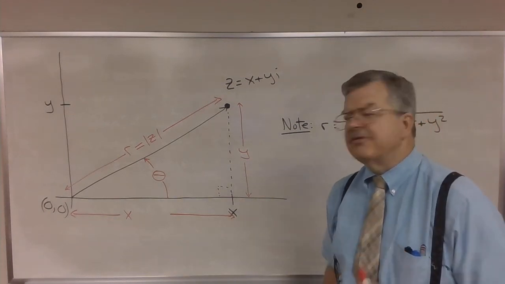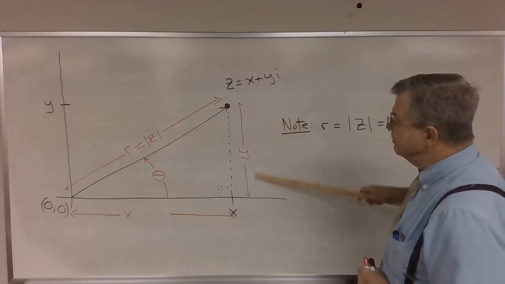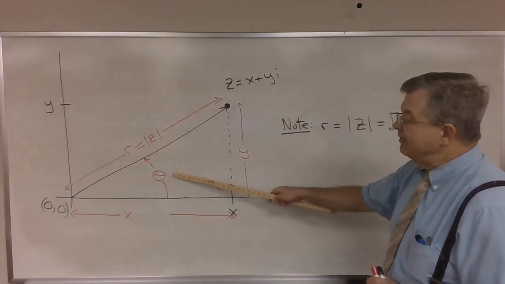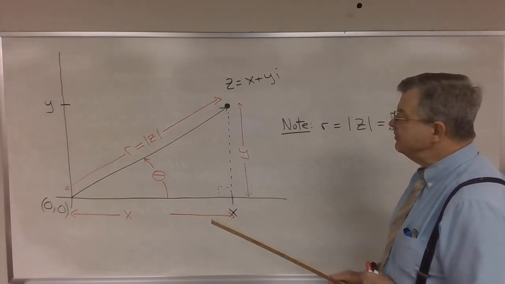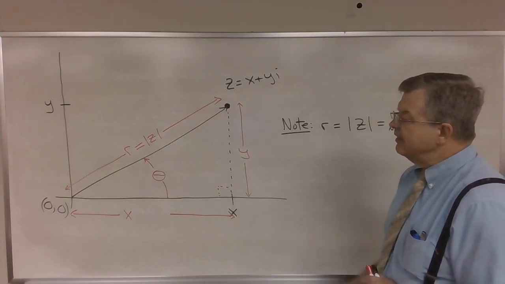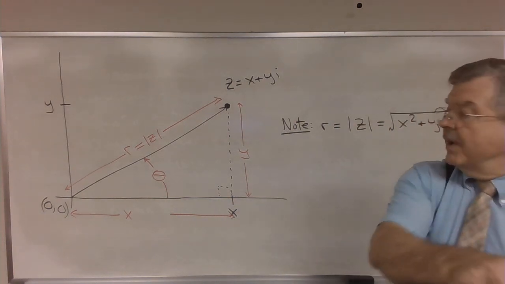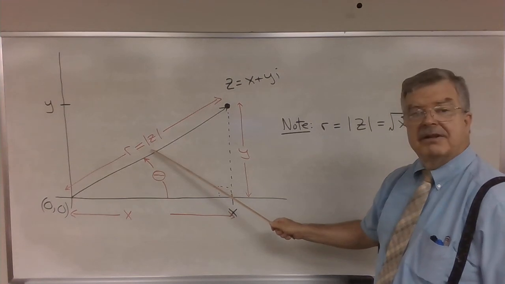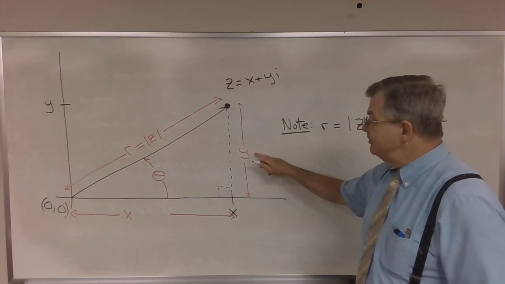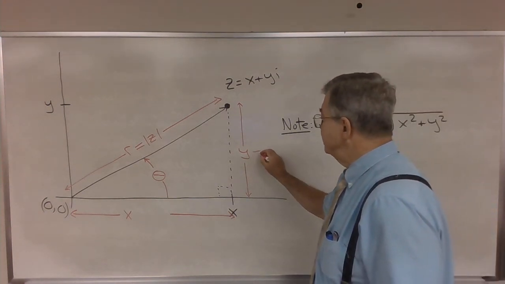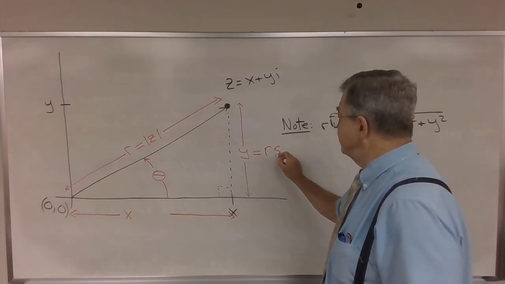In terms of right triangle trig, y is the side of the triangle that is opposite the angle theta. And so y is going to be the hypotenuse of the right triangle times the sine of theta. Well, the hypotenuse of the triangle is r, or the modulus. So y, the opposite side, is going to be the hypotenuse, which is r, times the sine of theta.